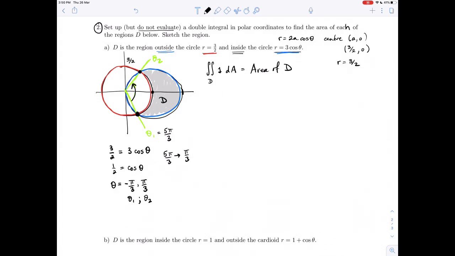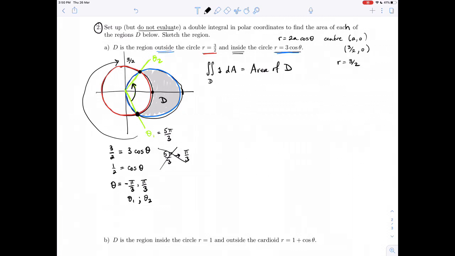5 pi over 3 to pi over 3 would be going around this way. That's not at all the region that we want to capture. So we have to be very careful that we capture the thetas in the direction that we want to capture the region that we want. So we're going to take minus pi over 3 and pi over 3 for our theta values.